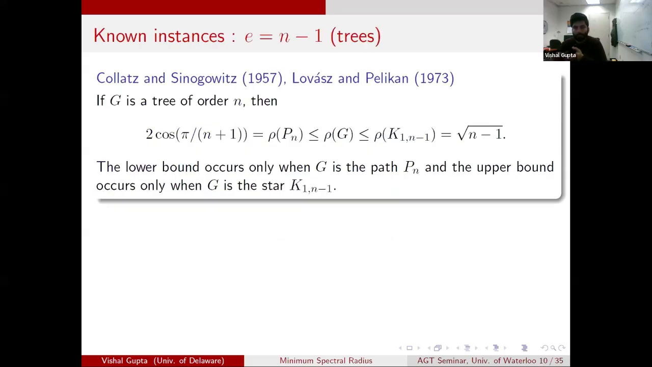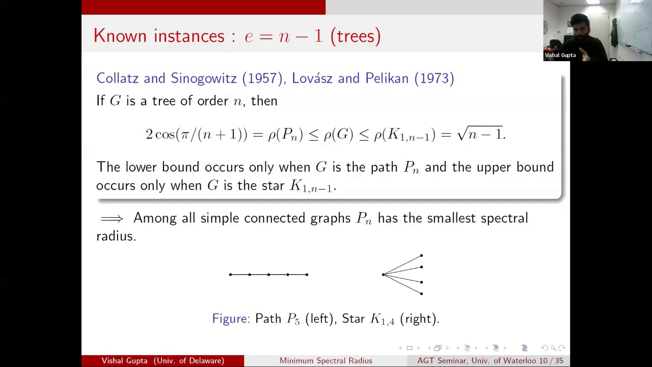Okay, so what was known for this problem? Since we are working with connected graphs, the smallest e can be is n minus 1. So we have all connected graphs on n vertices with n minus 1 edges. These are the trees. For trees, Collatz and Sinogowitz conjectured, and Lovász and Pelikán proved, that among trees, the path on n vertices is the unique spectral minimizer with spectral radius 2 cos(π/(n+1)), and the star graph is the unique spectral maximizer, that is, the graph with the maximum spectral radius in this class, with spectral radius square root of n minus 1.